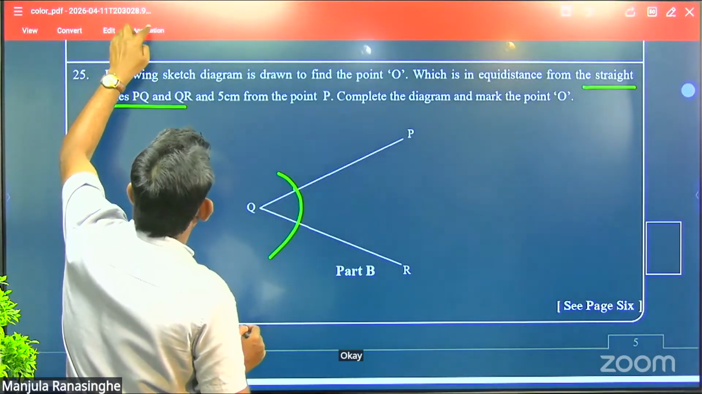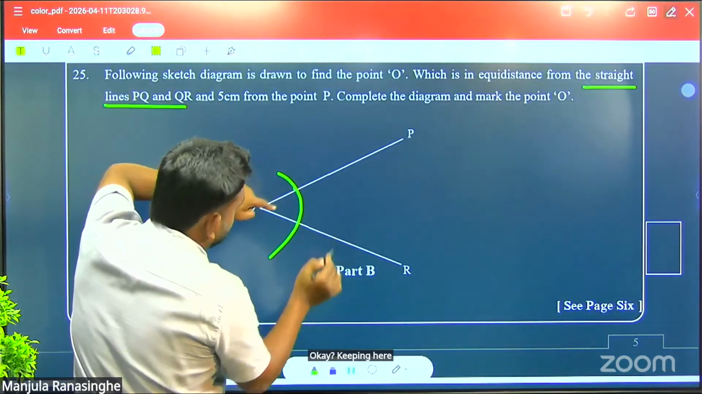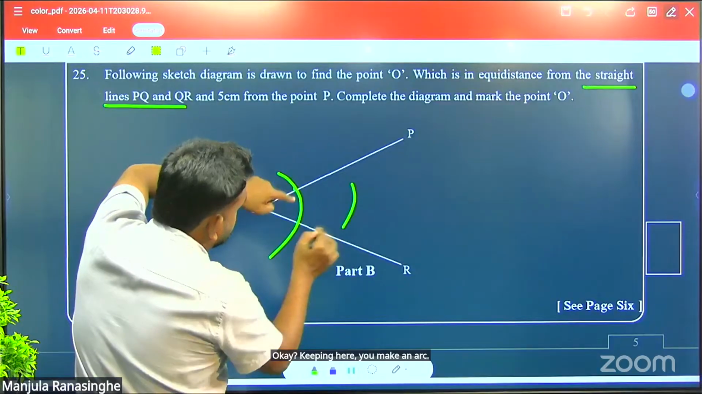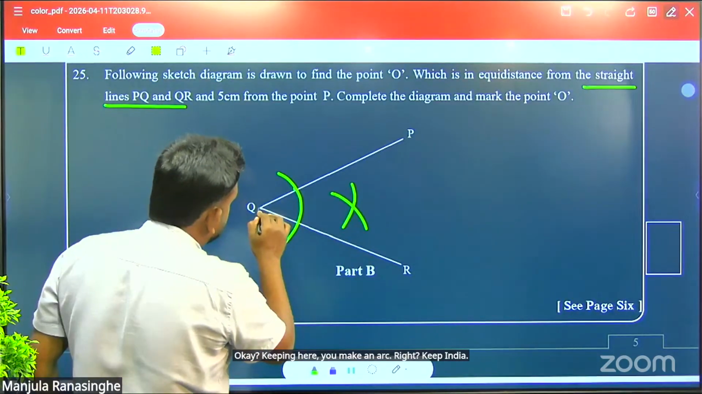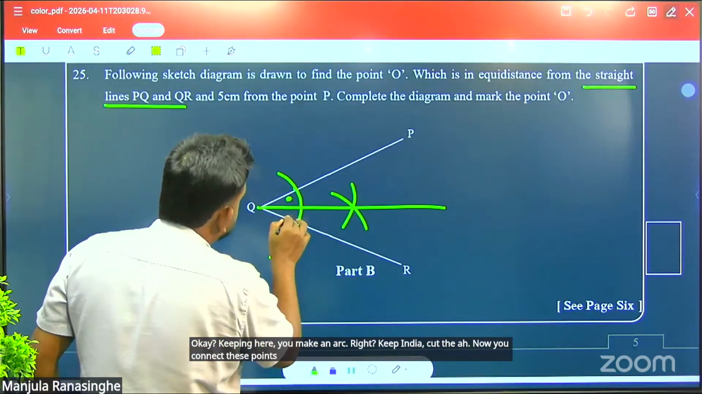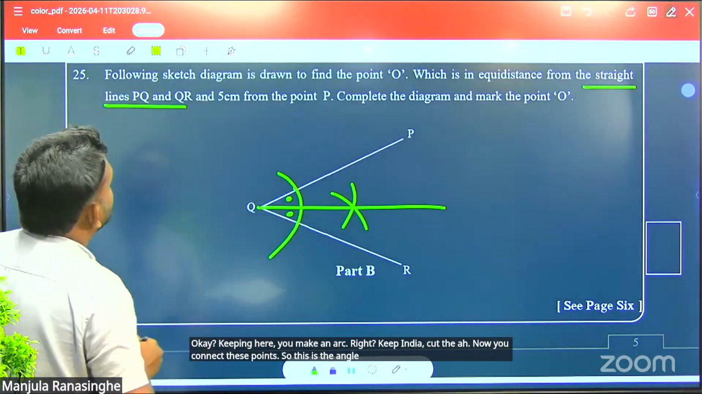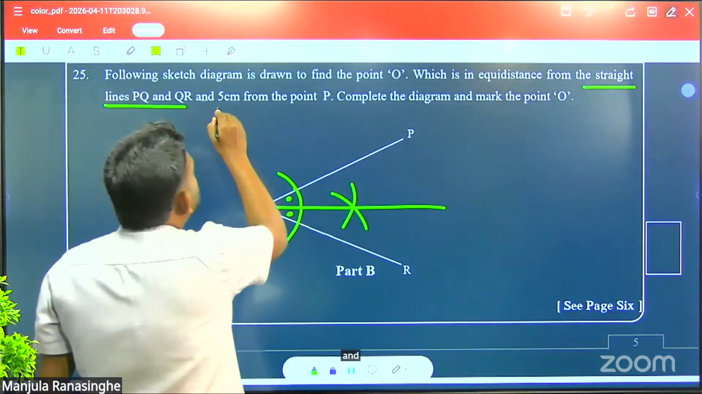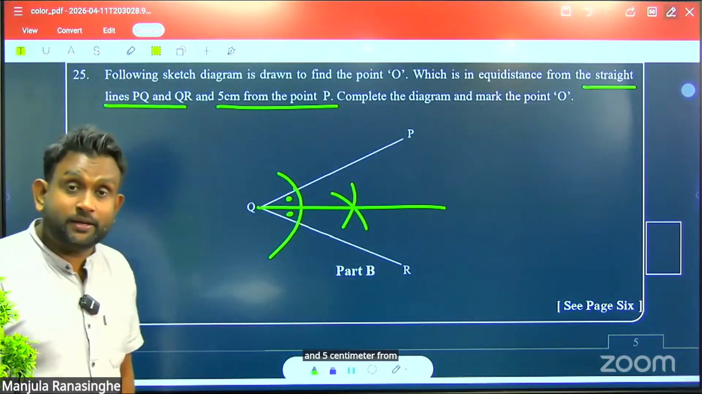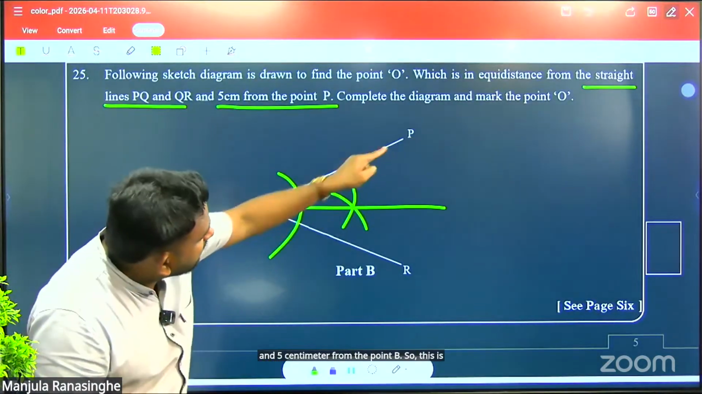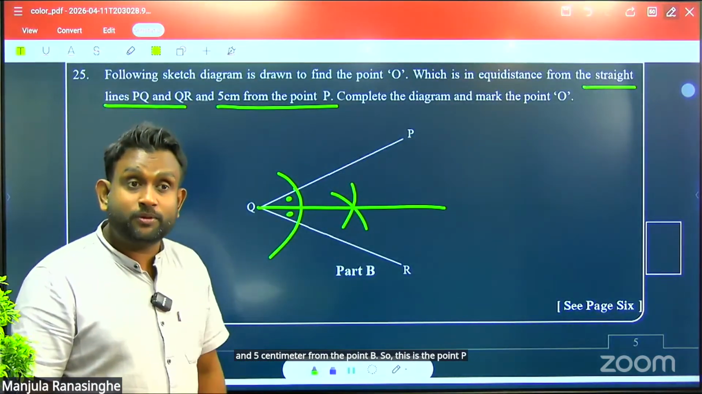Okay. Keeping the compass here, you make an arc, right? Keep it there and cut the arc. Now you connect these points. So this is the angle bisector. And 5 centimeter from the point P. So this is the point P, 5 centimeter from the point P.